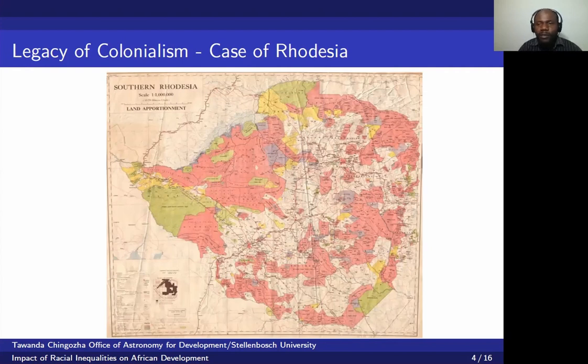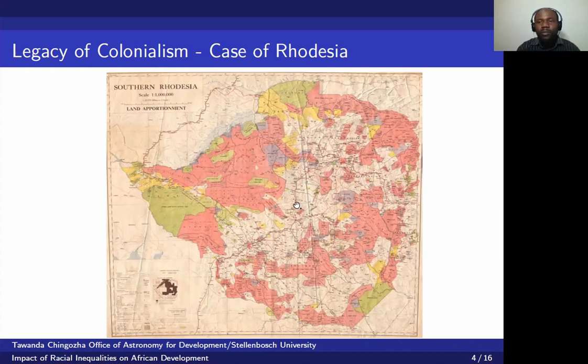aspects of access. So in these middle areas of the country, that's maybe light brown or light pink in the middle areas of the country, these areas were reserved for whites. So that's according to the Land Apportionment Act of 1930. So this picture was drawn when the Land Apportionment Act of 1930 was passed into legislation.